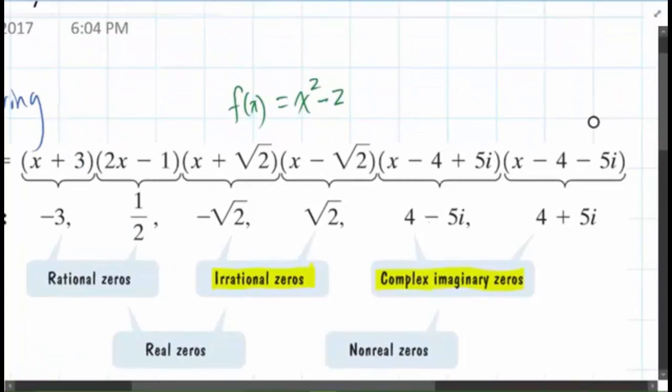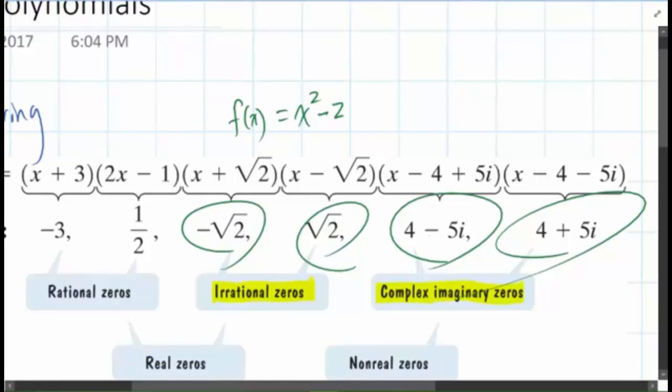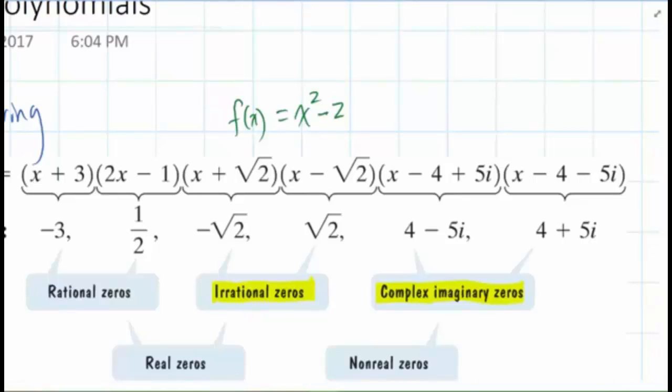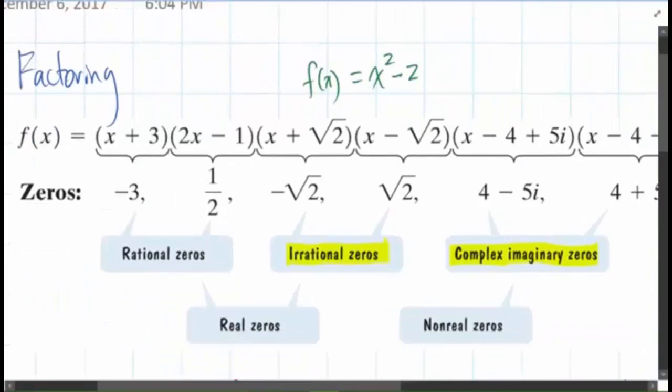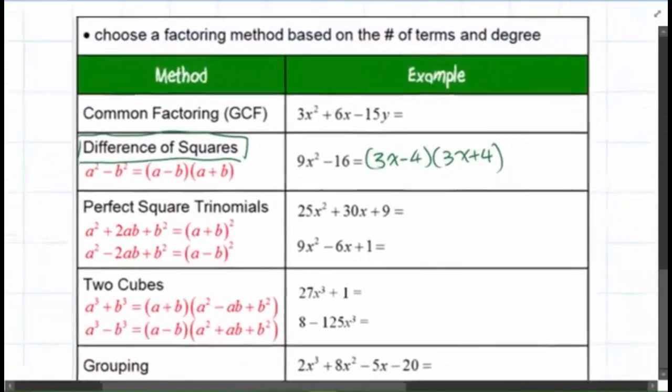So why do these irrational zeros and complex imaginary zeros always come in pairs that look something like their opposite? Well, it's because they're conjugates. If we've done exponents and radicals before last year, let me show you why it's always in pairs. To show you, we have to go to factoring.